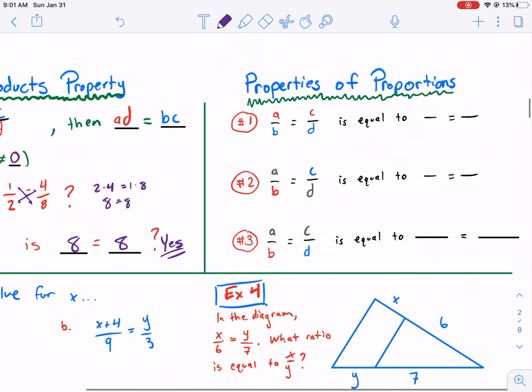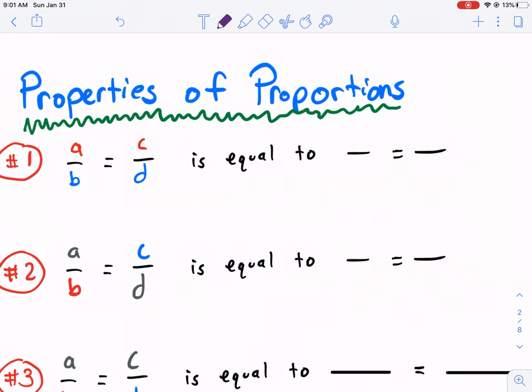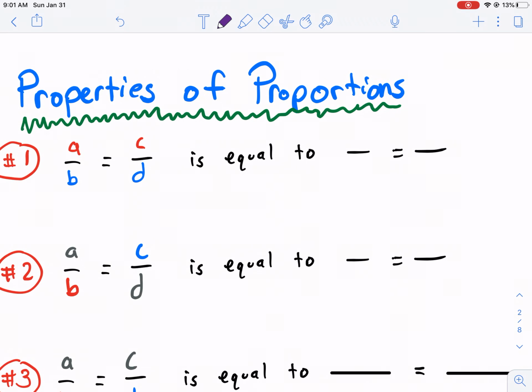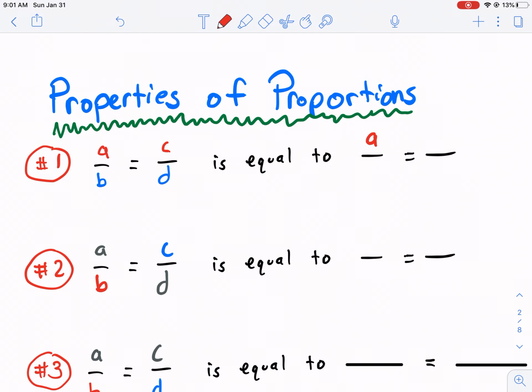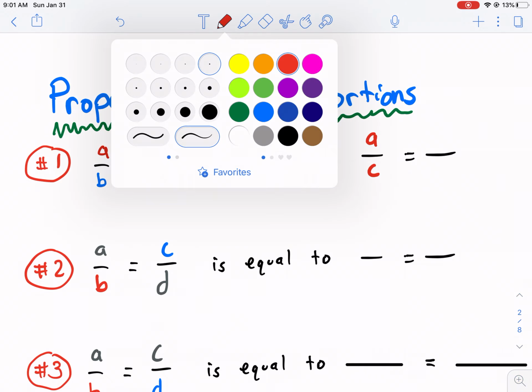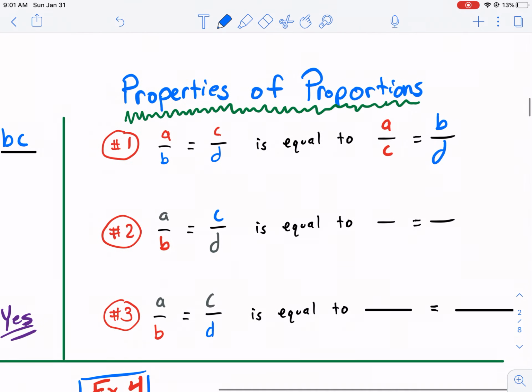Okay, moving on. More properties of proportions. If A over B equals C over D, then it's also going to be equal to what? We can say A over C and B over D. That is one of our properties. We can put these two over each other and these two over each other, and it will also be true.